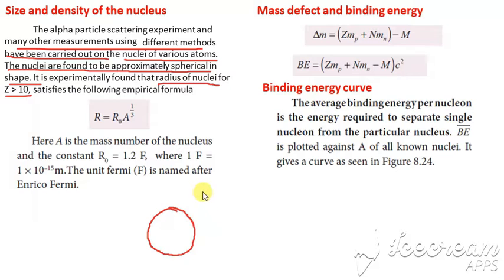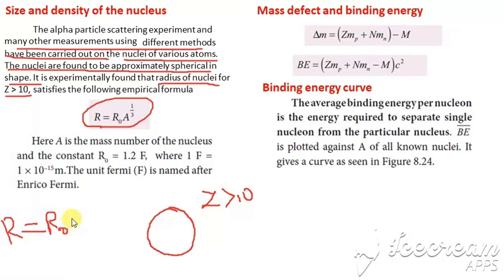Okay, so for all nuclei whose atomic number is greater than 10, the radius value is given by R equals R0 into A power 1/3, where A denotes the mass number. Okay, A is the mass number, and this R0 is a constant. That value is given by 1.2 Fermi.